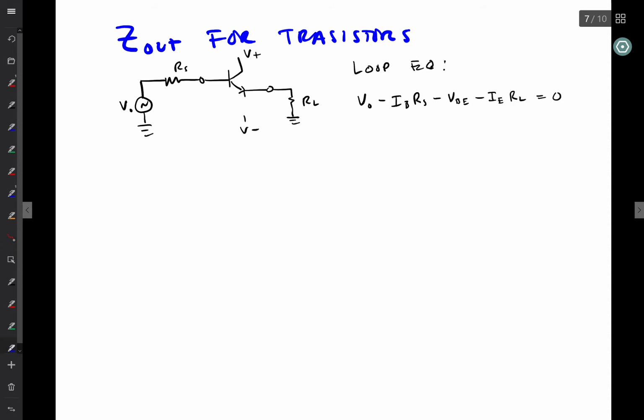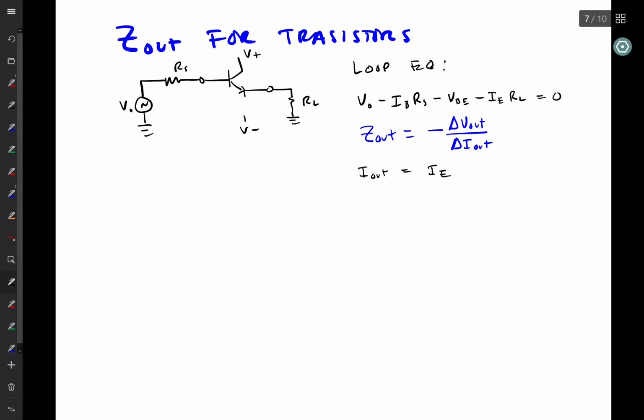So Z out, remember, is going to be defined by minus delta V out over delta I out. That's how I define the output impedance for these kinds of circuits. So I want to find this quantity here and this quantity here. I know from the way that I have set this up that I out is essentially equal to the emitter current.